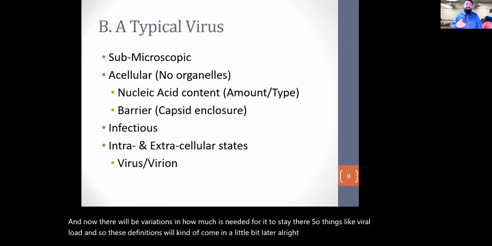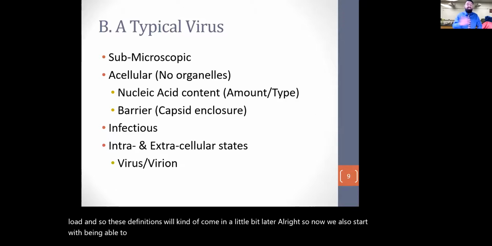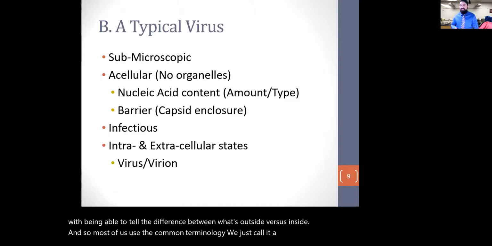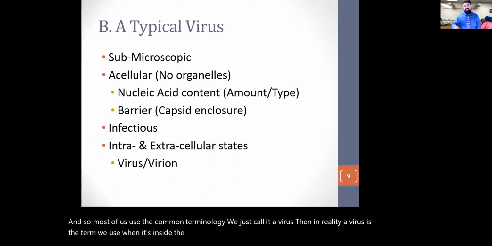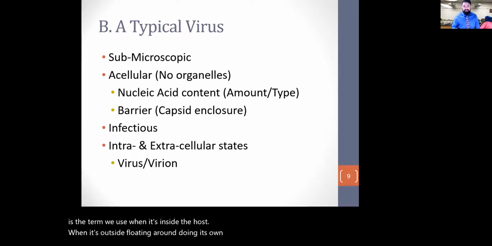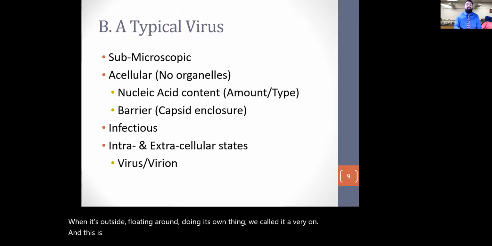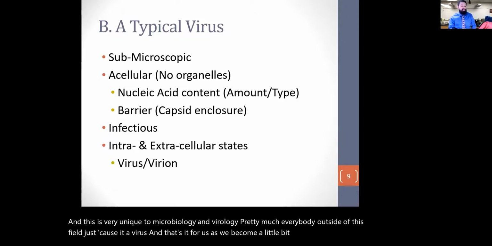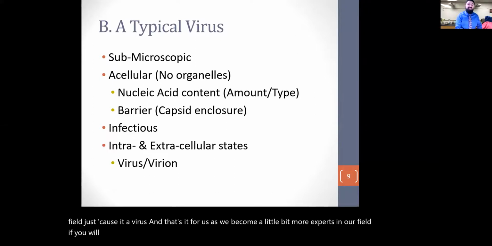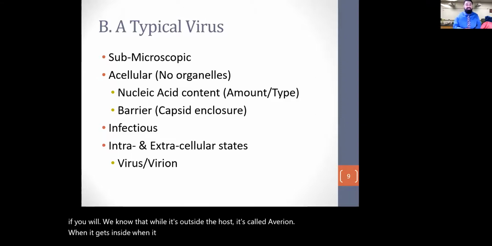So now we also start with being able to tell the difference between what's outside versus inside. Most of us use the common terminology, we just call it a virus. But in reality, a virus is the term we use when it's inside the host. When it's outside floating around doing its own thing, we call it a virion. And this is very unique to microbiology and virology. Pretty much everybody outside of this field just calls it a virus and that's it. For us, as we become a little bit more experts in our field, if you will, we know that while it's outside the host, it's called a virion. When it gets inside, when it hijacks, it's called a virus. So be aware of that difference, okay?